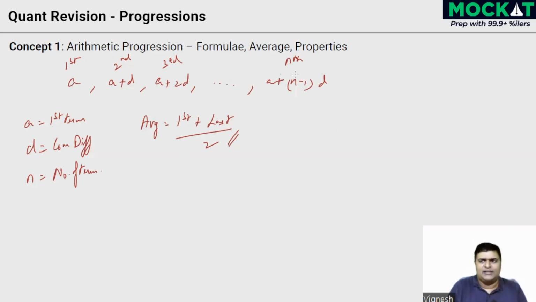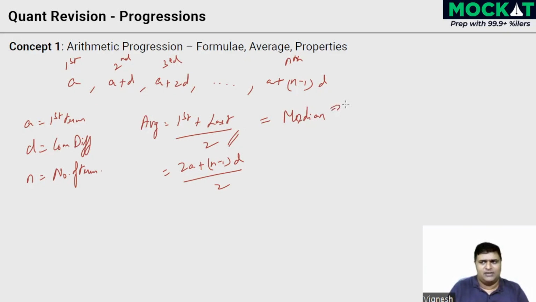But if you want to plug in these A and A plus (N minus 1) into D, we can write it as A plus A plus (N minus 1) into D, so 2A plus (N minus 1) into D, divided by 2. Now the average is also the median over here. What is the median? The middle term. But if we have two middle terms, because there are an even number of terms, say 6 terms, third and fourth are the middle terms, then median is the third plus fourth divided by 2.